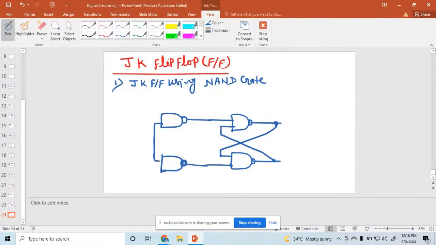This input is input for clock. This one is J. This one is K. J, K, and this output is Q, and this one is Q bar.